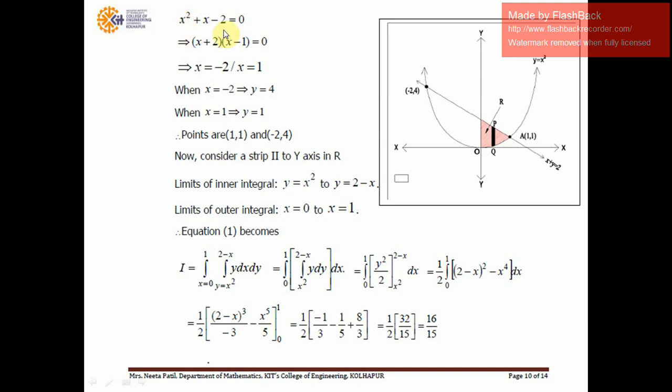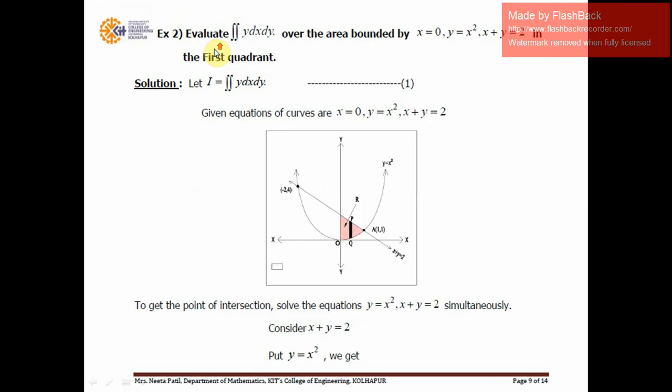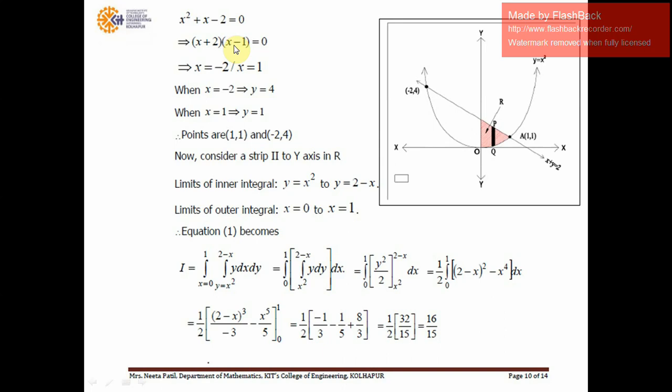So this is a quadratic equation. You find out the factors of this equation. We get x plus 2 into x minus 1 is equal to 0. This implies x is equal to minus 2 or x is equal to 1. When x is equal to minus 2, you get y is equal to 4. When x is equal to 1, you get y is equal to 1. So here we get the 2 points of intersection whose coordinates are 1, 1 and minus 2, 4.